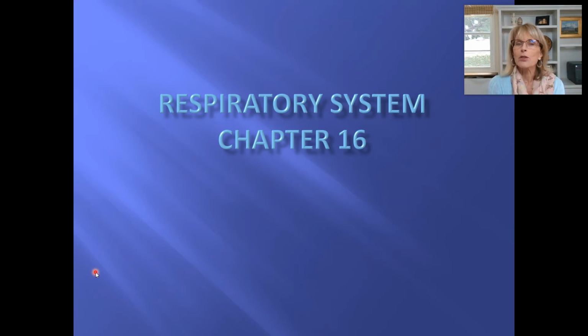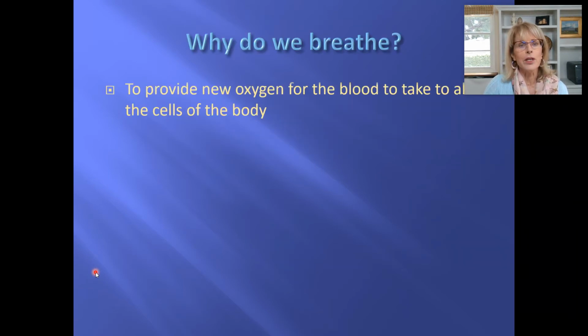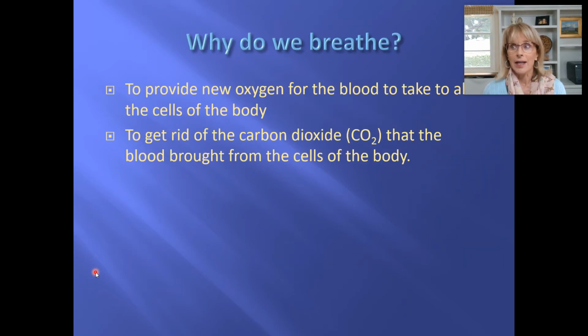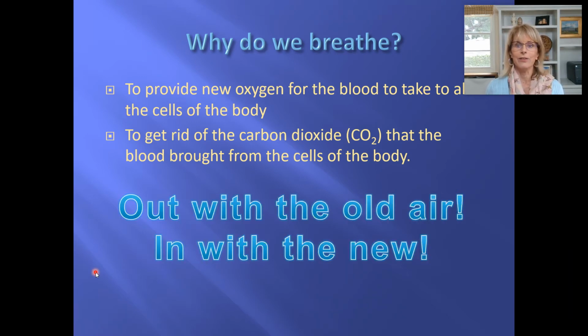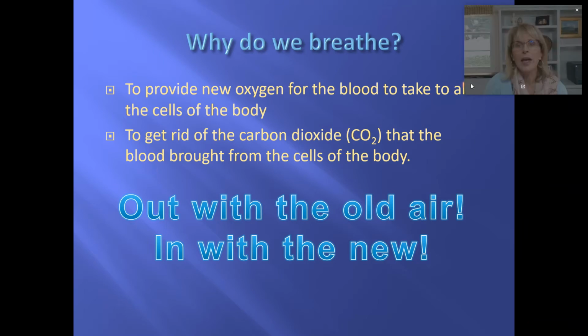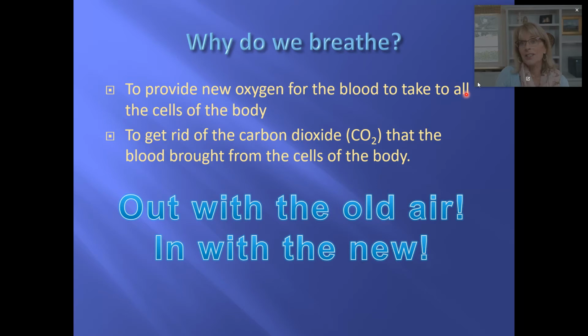And so the respiratory system works in conjunction with the transportation system, which was the cardiovascular system, in order to deliver the oxygen and take away the waste product, which is carbon dioxide. So, why do we breathe? Basically, in with the new air, out with the old air. We want to provide oxygen to the blood so the blood can take it to all of the cells of the body, and we want to get rid of carbon dioxide. Right? That's basically what we're doing.